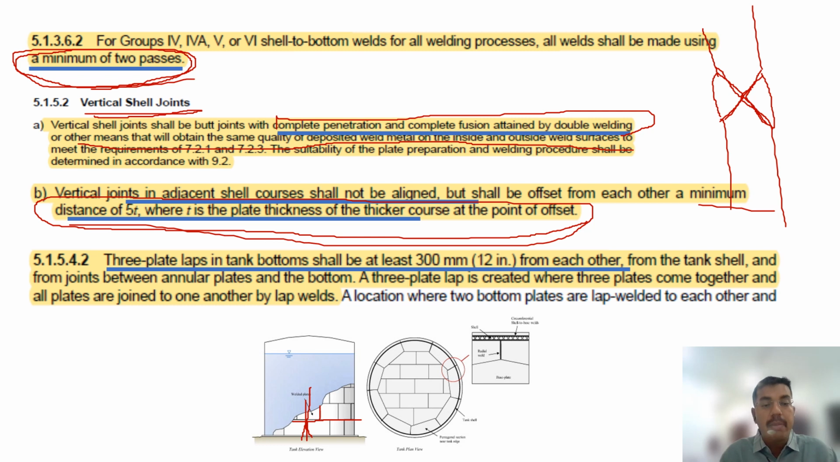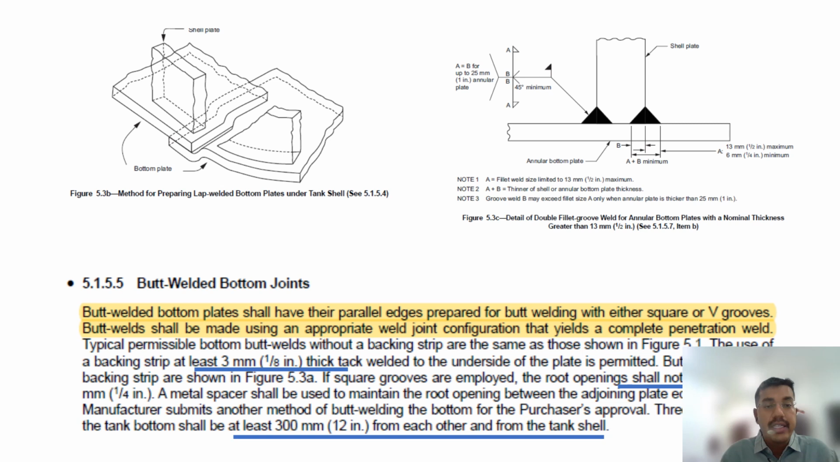Okay. Three plate lap on tank bottom shall be 300 mm or 12 inch from each other. This is very important. Three-plate joint means this is a three-plate joint. This three-plate joint and this three-plate joint should be at least 300 mm or 12 inch apart, 12 inch separate. So here it is a lap joint as I showed for the bottom welds. You can see this one.